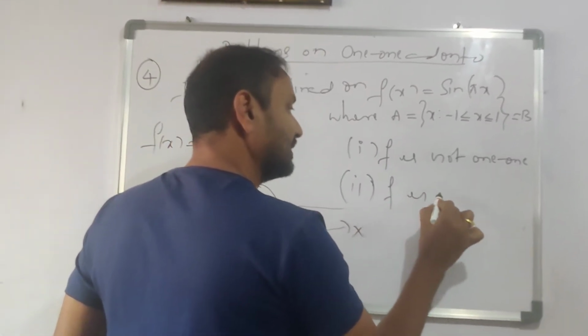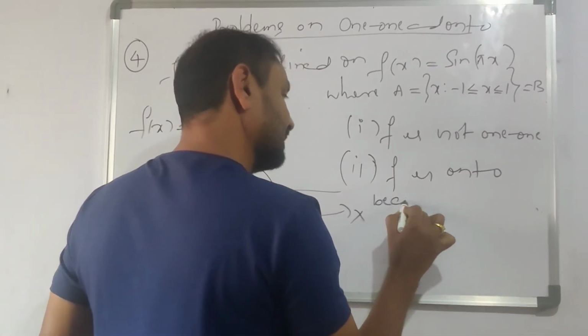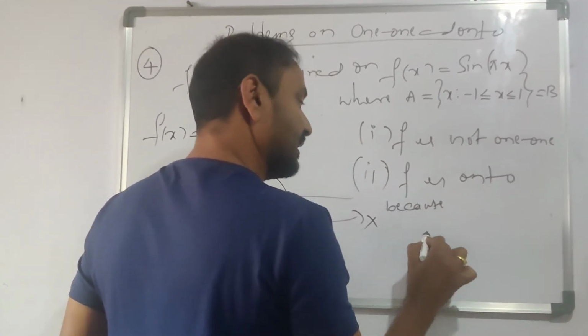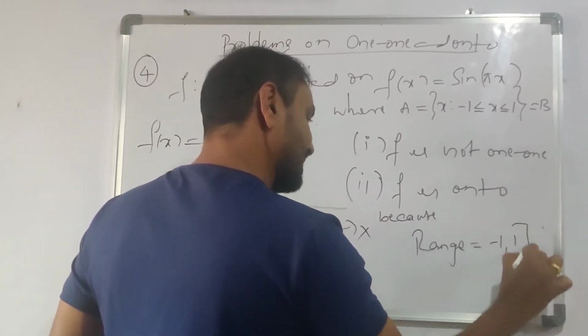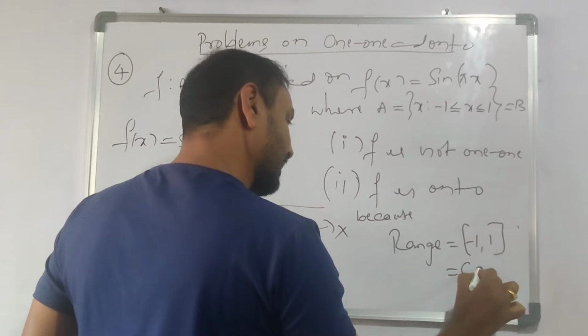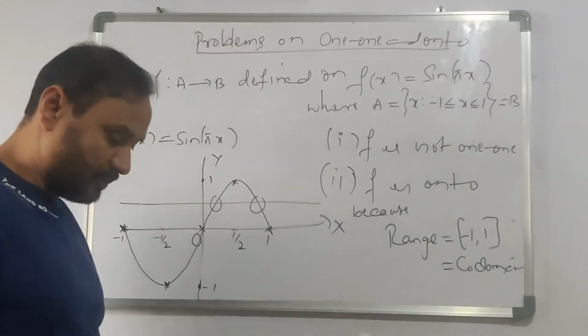Number 2, f is onto, because the range is equal to minus 1 to plus 1, it is equal to the codomain.